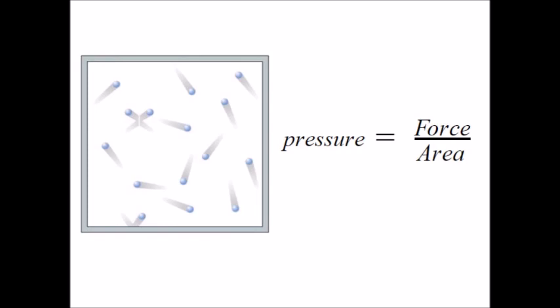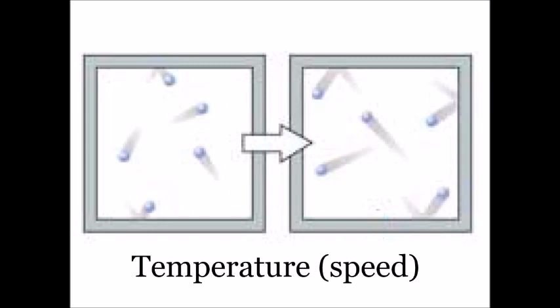Pressure is equal to force divided by area. We can talk about the pressure that this gas exerts on the walls of the container. Now, how could we change that pressure? Here's one way. We could increase the temperature. Increase the temperature, and you're going to increase the pressure.